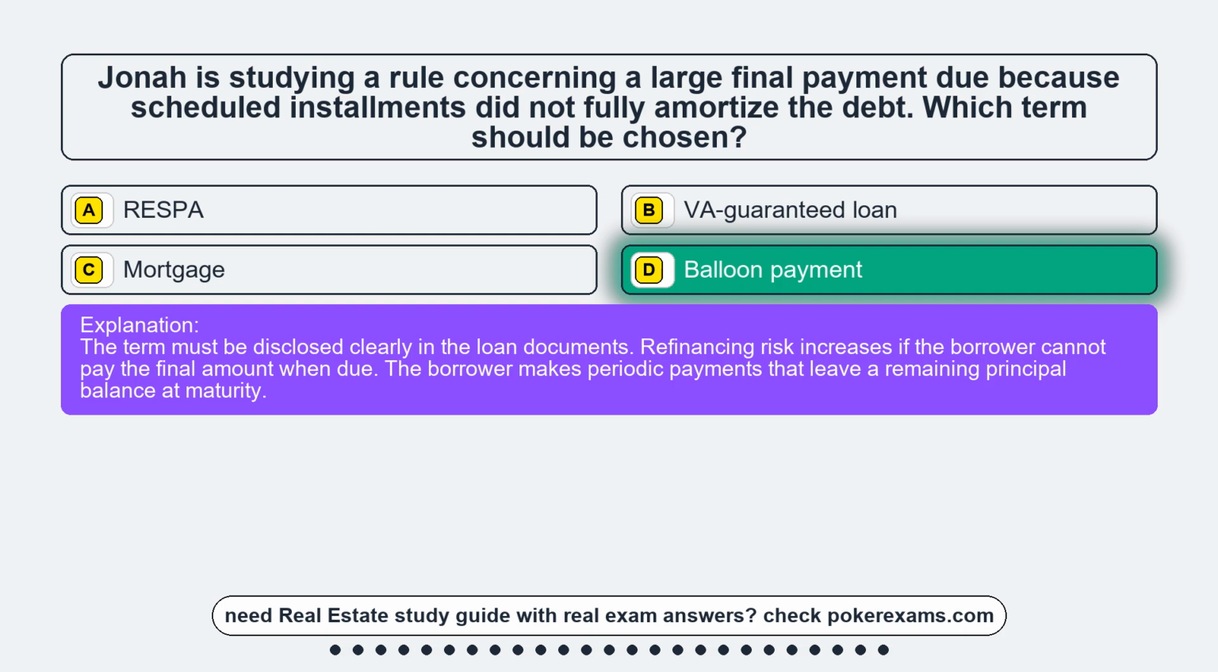Refinancing risk increases if the borrower cannot pay the final amount when due. The borrower makes periodic payments that leave a remaining principal balance at maturity.